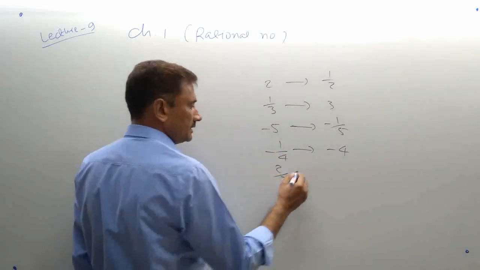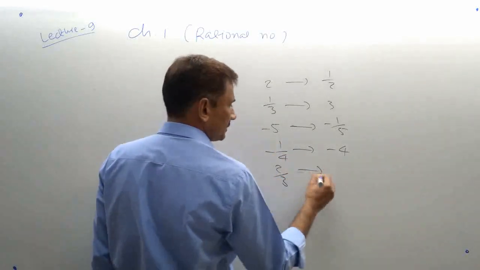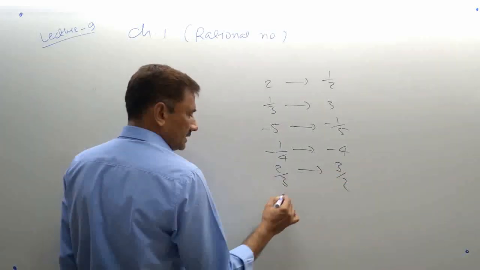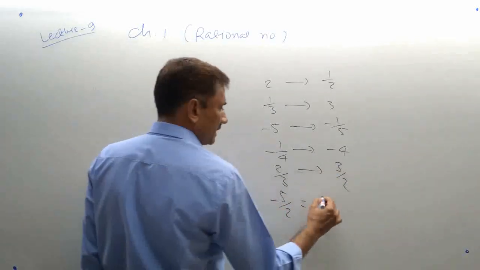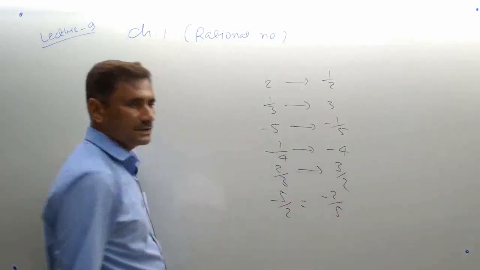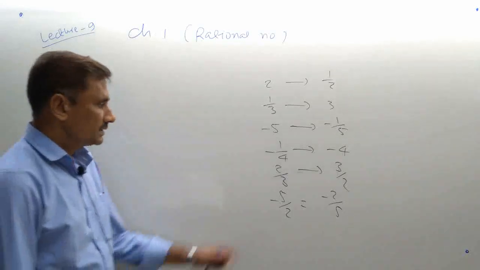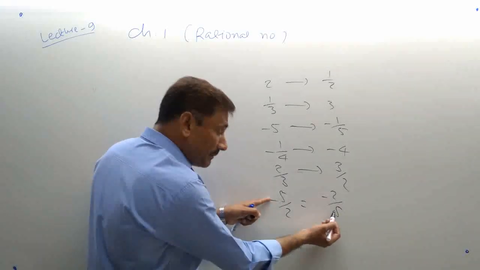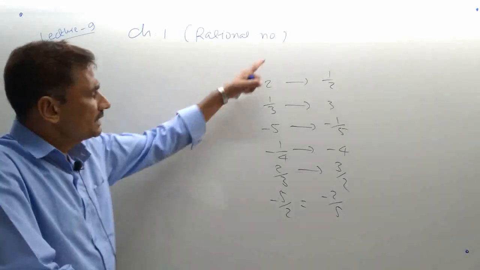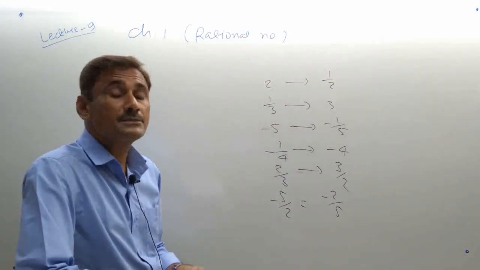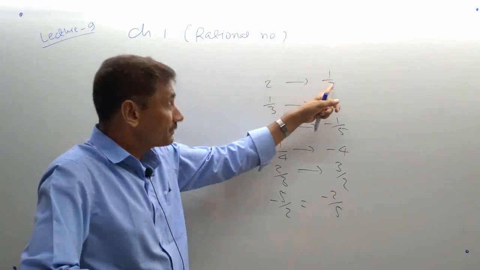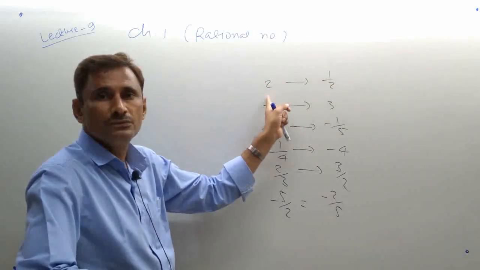2 by 3, 3 by 2. Minus 5 by 2, minus 2 by 5. Okay, the sign is always considered with the numerator only, not the denominator. So don't write minus 5 by 2 as 2 by minus 5. Sign always goes to the numerator only. So they are reciprocals. Reciprocal of 2 is 1 by 2, or reciprocal of 1 by 2 is 2.